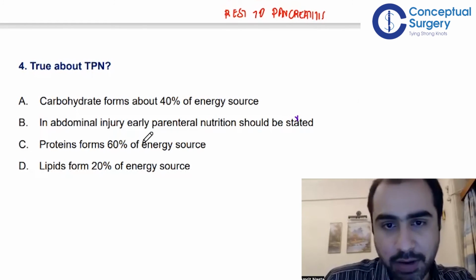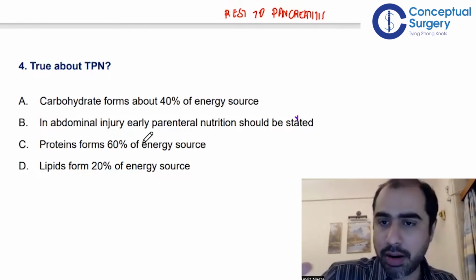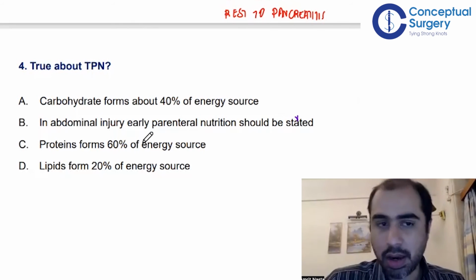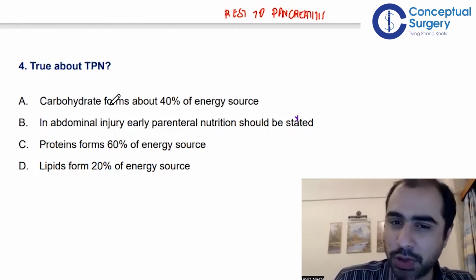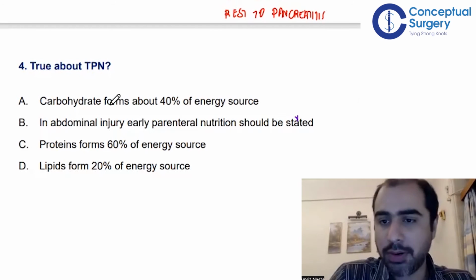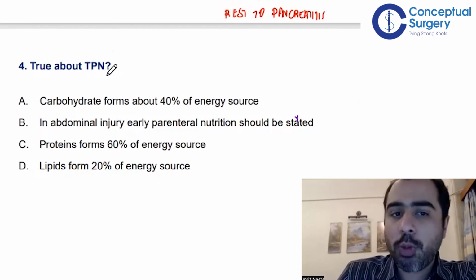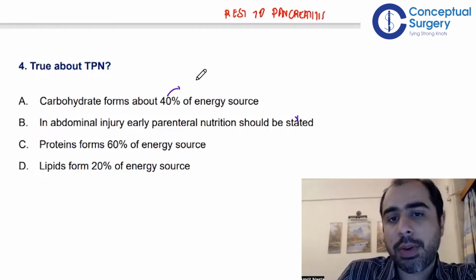I will keep saying this in every class. Now that you have only one entrance, meaning 150 questions, and not specialty specific, they will ask you a lot of general surgery. Because they know this is where students will fall. And that's how they will differentiate you from normal students. True about TPN. Carbohydrates form 40% of energy source. No, they form about 60 to 70%.